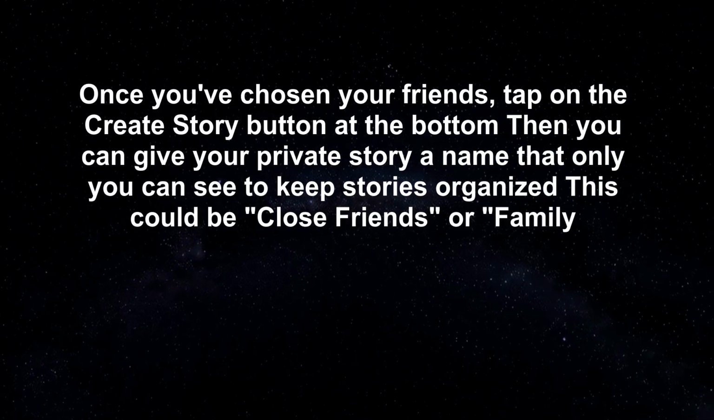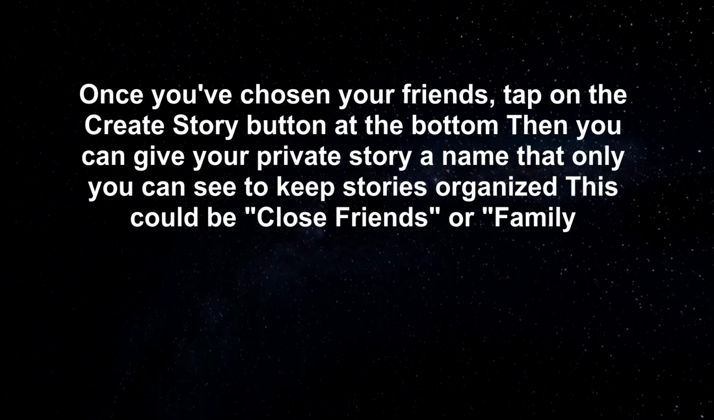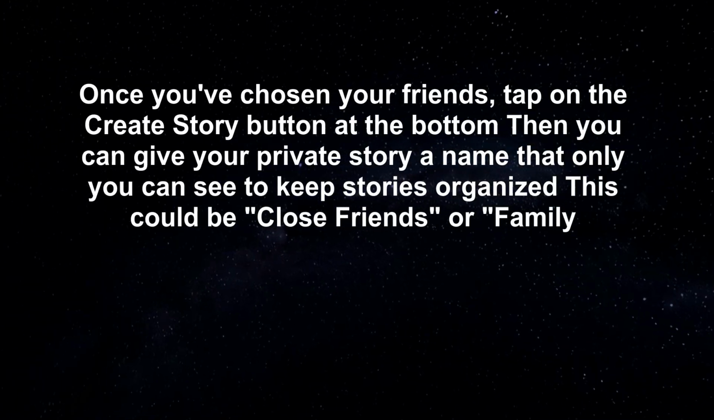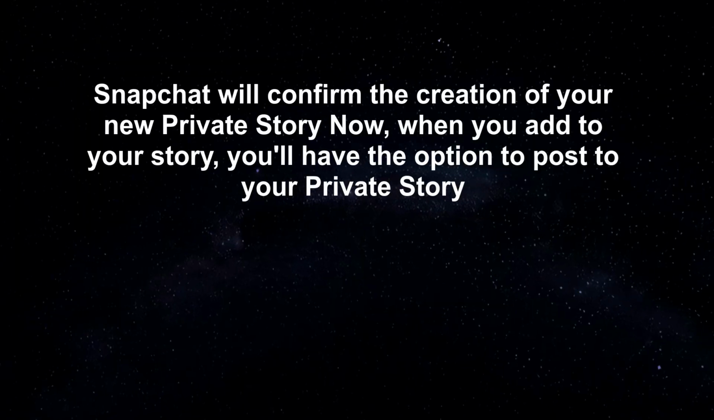Once you've chosen your friends, tap on the Create Story button at the bottom. Then you can give your private story a name that only you can see to keep stories organized. This could be close friends or family. Snapchat will confirm the creation of your new private story now.